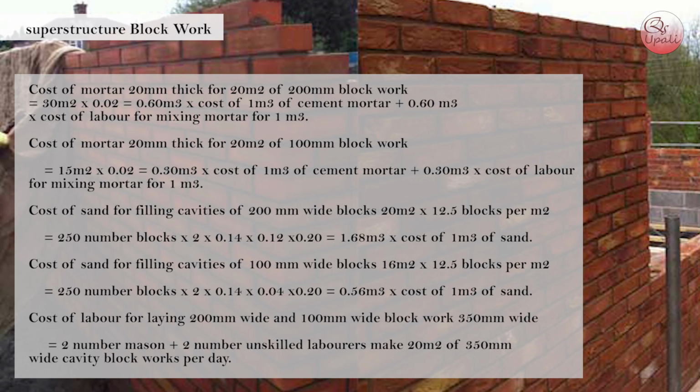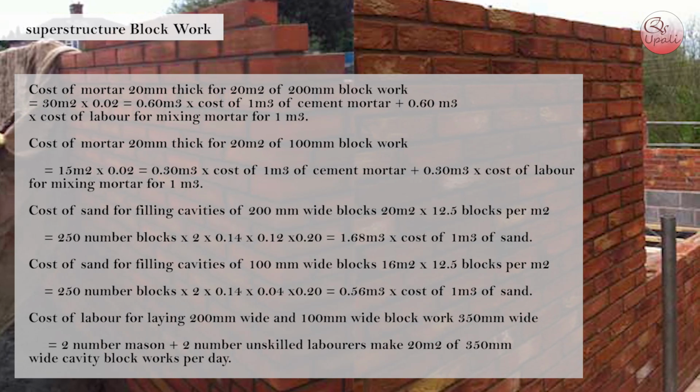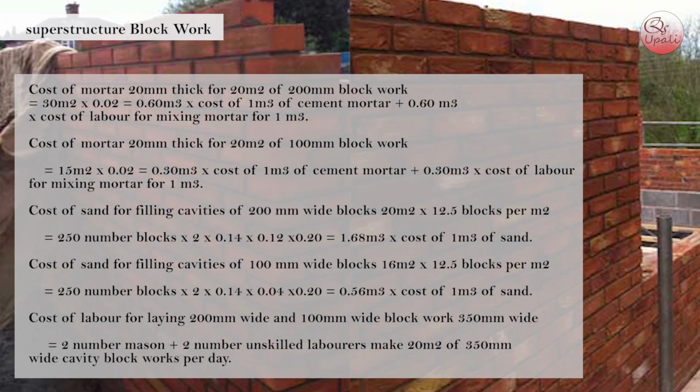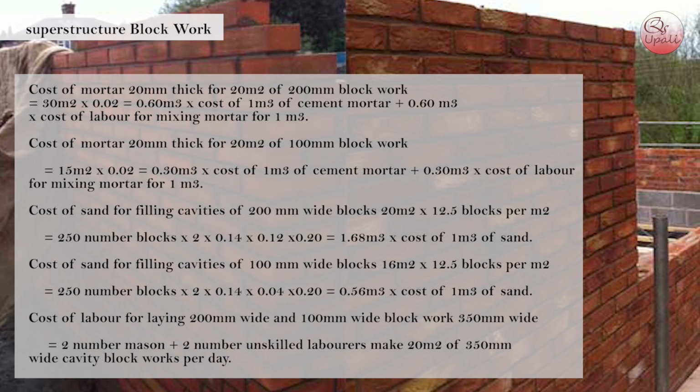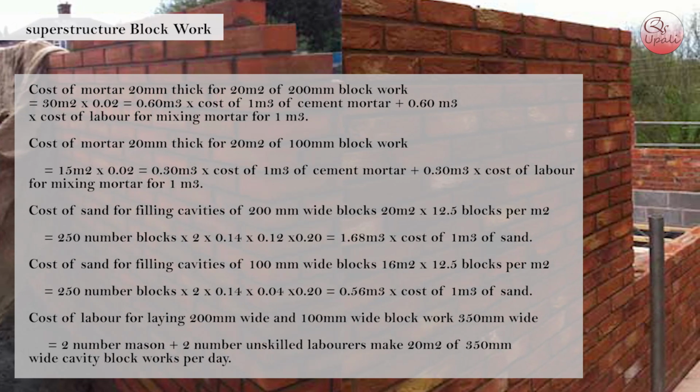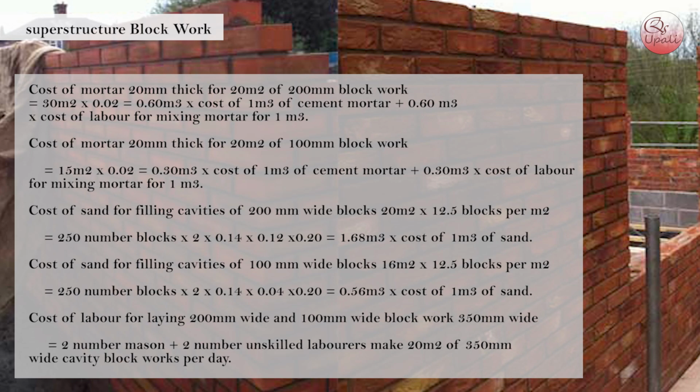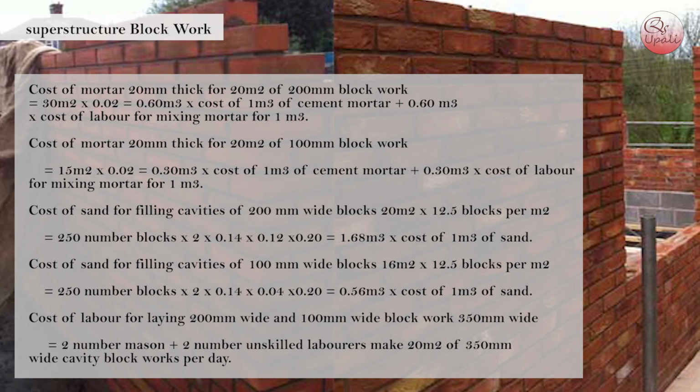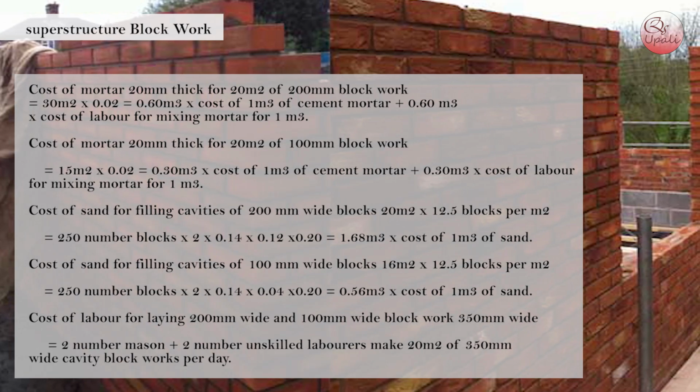For 350 mm wide block work, 2 masons plus 2 unskilled laborers make 20 meter square of 350 mm wide cavity block work per day.